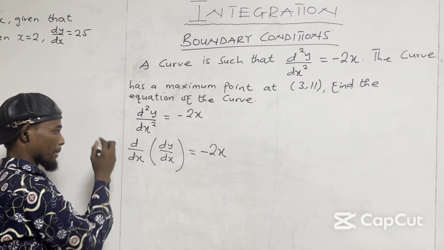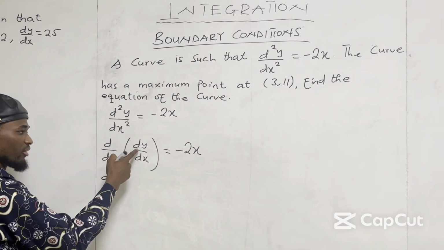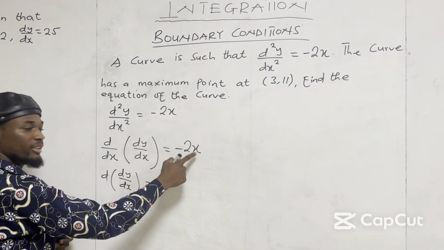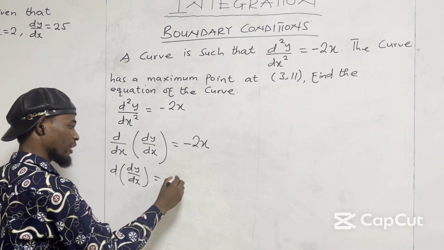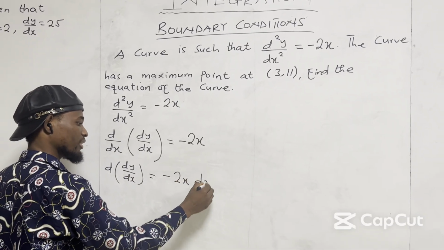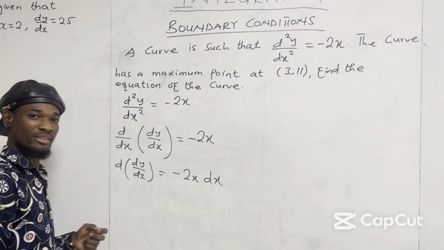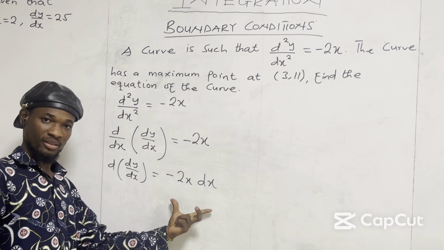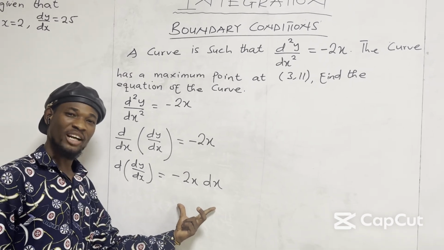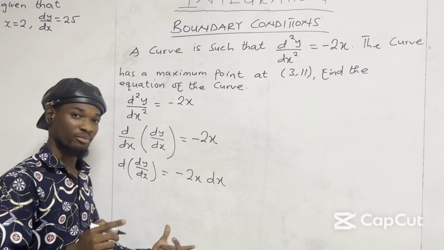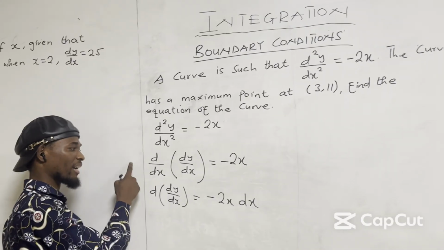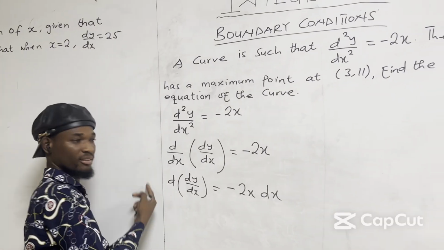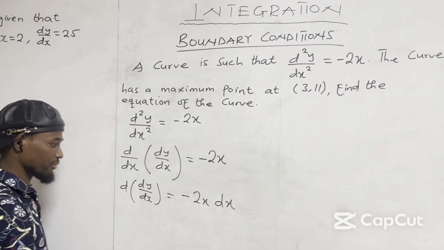We also know that d of dy over dx is equal to negative 2x times dx. Viewers, visit my previous lecture videos, you understand why it is here, from the introduction to integration. It's just you multiply here by dx, here by dx. So the dx cancels the dx in that manner, right?